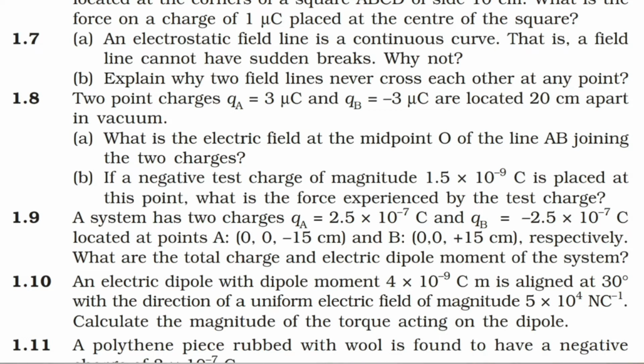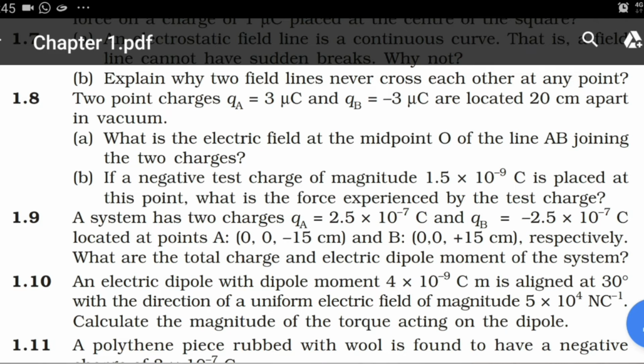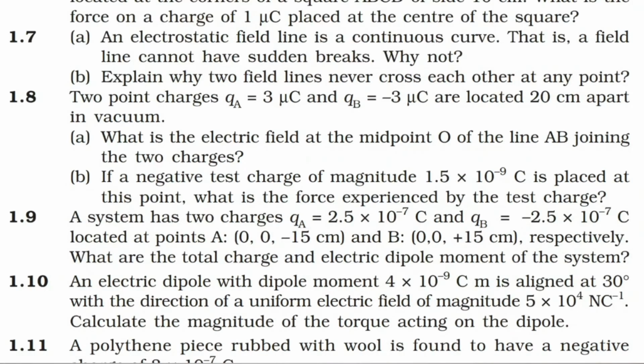The question is, the two point charges QA equal to 3 microcoulomb and QB equal to minus 3 microcoulomb are located 20 centimeter apart in vacuum. What is the electric field at the midpoint O of the line AB joining the two charges? If a negative test charge of magnitude 1.5 into 10 raised to minus 9 coulomb is placed at the point, what is the force experienced by the test charge? So there are two questions to be done.